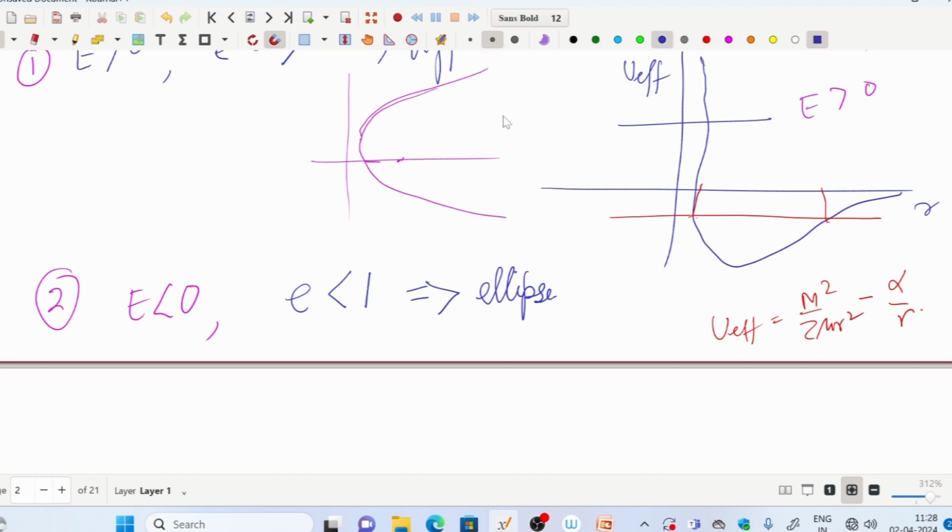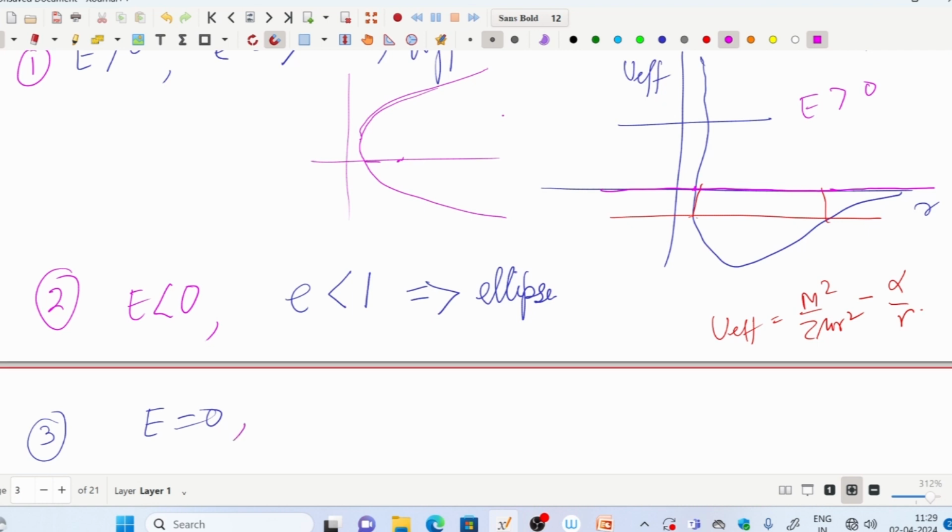Now, let us consider the third case. The third case will be E equal to 0. Suppose your energy is equal to 0. So, energy equal to 0 means it will have only one turning point, and this turning point is here, because it is cutting the U effective only at one point.